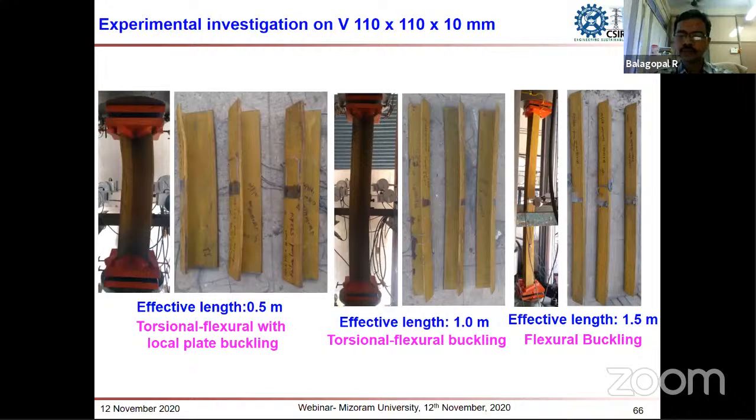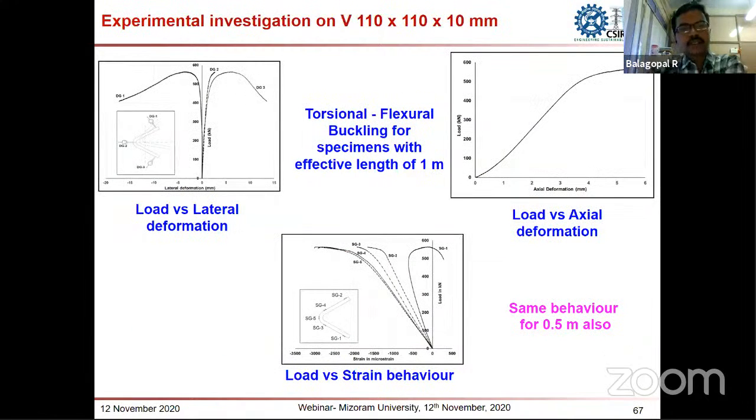And these are the failure modes, and these are the sustained load behavior and the axial deformation behavior of this angle section. From the load versus lateral deformation, we can see that there was a positive and negative trend. It means that both the flanges are opening out along with the translation, indicating that the section has failed in torsional flexural buckling.